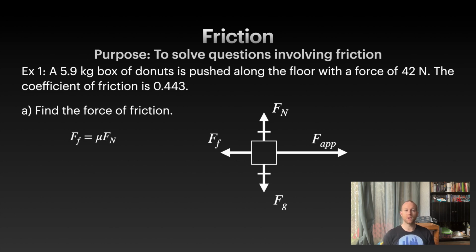So force of friction is mu Fn. In this case, Fn is equal to Fg, and since we're not floating around in the middle of space, we're on the surface of the planet, Fg is just going to equal mg.